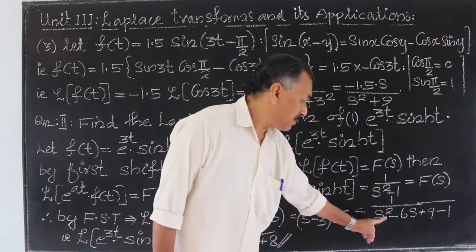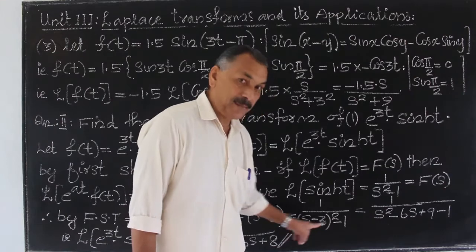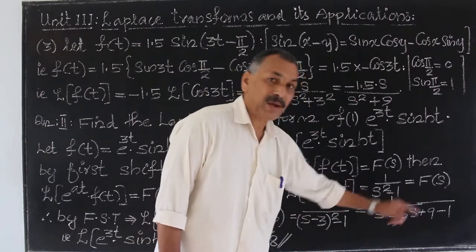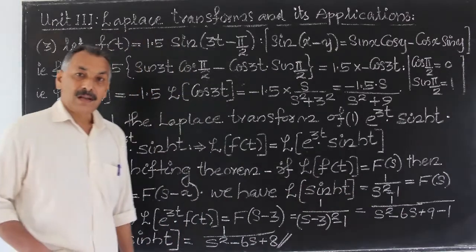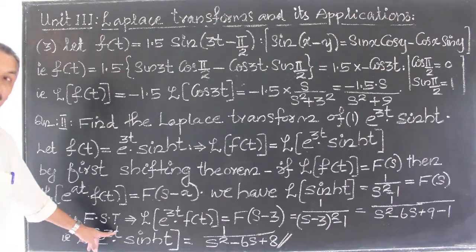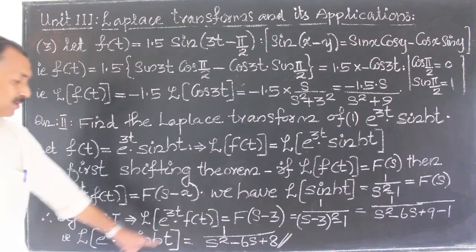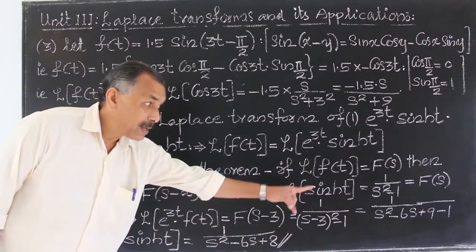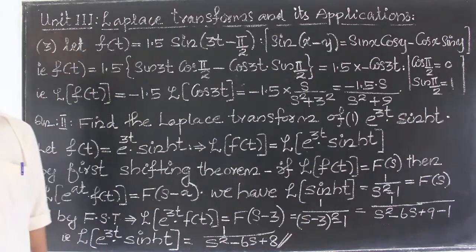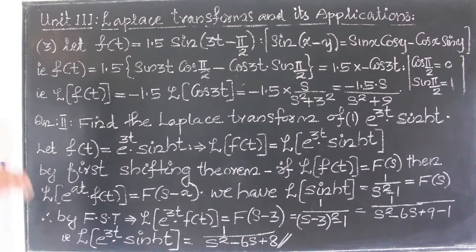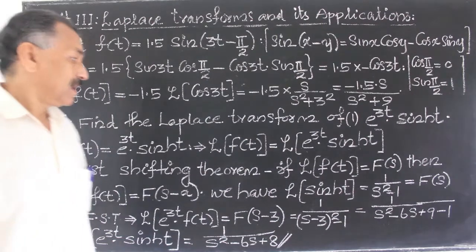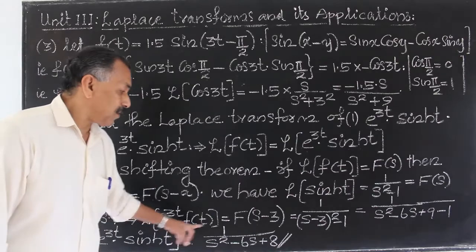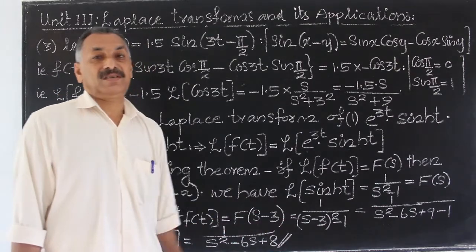That is equal to 1 divided by s square minus 2ab, that is 6s plus b square, 3 square 9 minus 1. Or Laplace transform of e raised to 3t into sin h t is equal to 1 divided by s square minus 6s plus 9 minus 1, plus 8. And first shifting here. f of t യുടെ ട്രാൻസ്ഫോം f of s ആയ e raised to at into f of t transform എന്തായിരിക്കും f of s minus a.